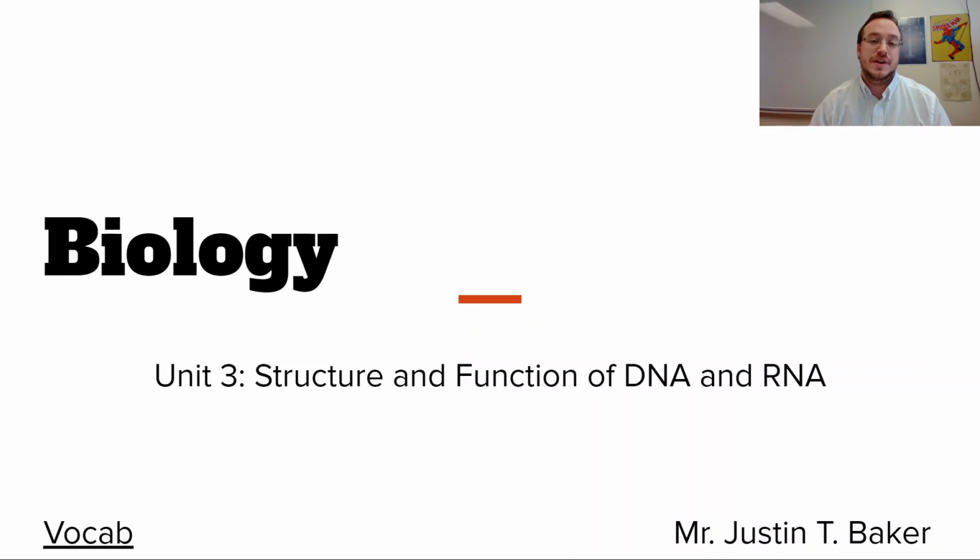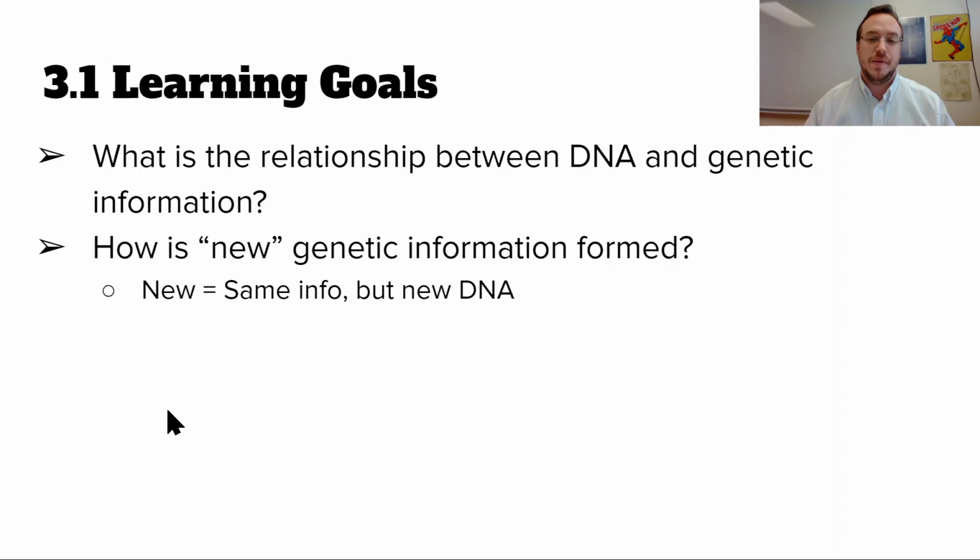All right, it's a new unit in biology. This is Unit 3, the structure and function of DNA and RNA. We just finished the processes that happen in cells with mitosis and meiosis and how that lets you grow and reproduce on a large scale. We're going to start talking a little bit about how that actually happens, though. So all our genetic information is stored in DNA, and we're going to look at the relationship between those today.